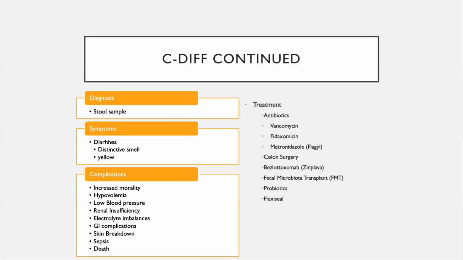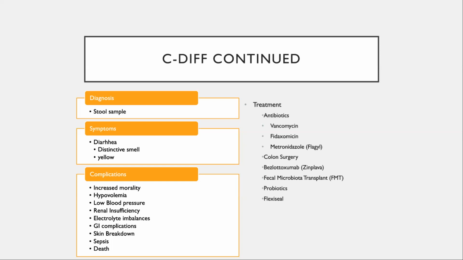It's diagnosed through a stool sample. Symptoms are a very distinctive yellow, smelly diarrhea, as well as any of the other symptoms associated with complications. So the complications are increased mortality, hypovolemia, low blood pressure, renal insufficiency, electrolyte imbalances, GI complications, skin breakdown, sepsis, and death. Treatment is use of antibiotics like vancomycin, fidaxomicin, and Flagyl.